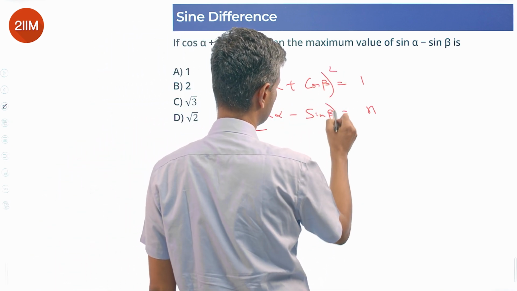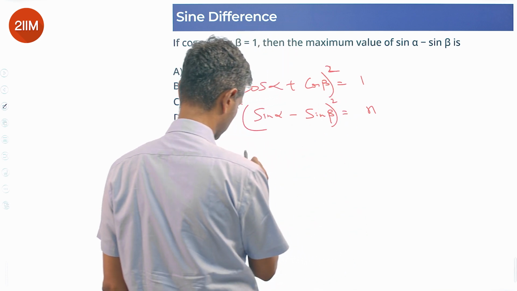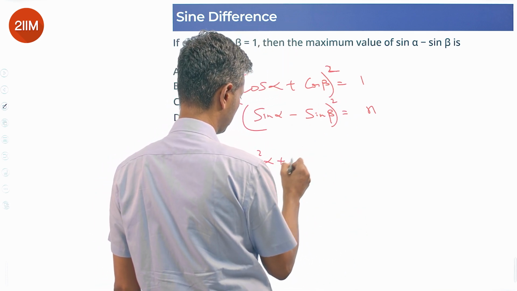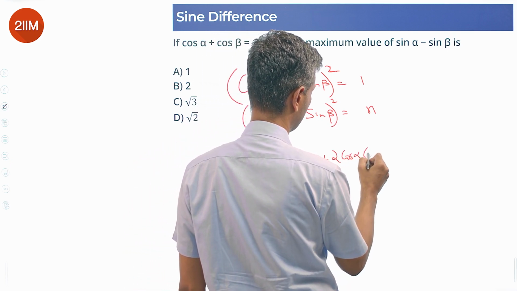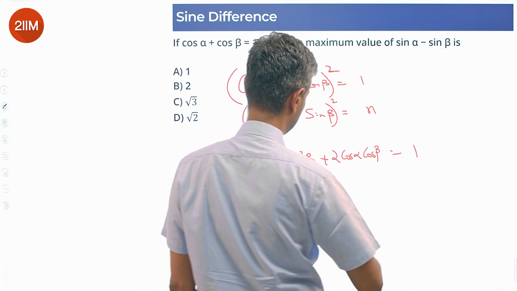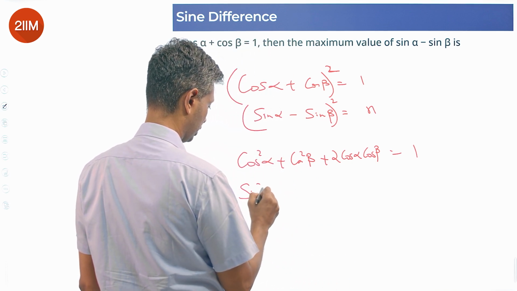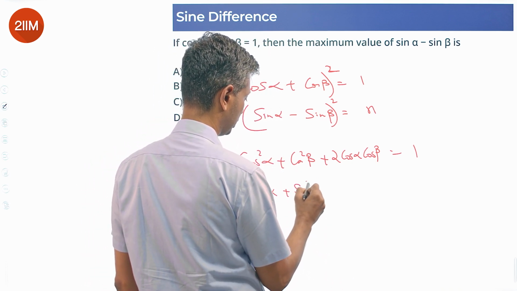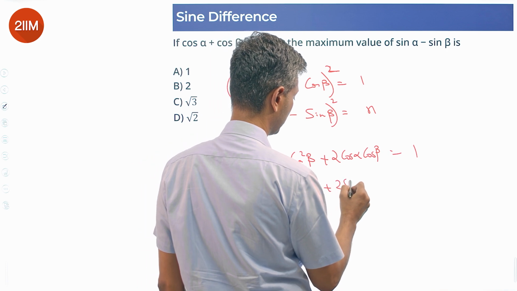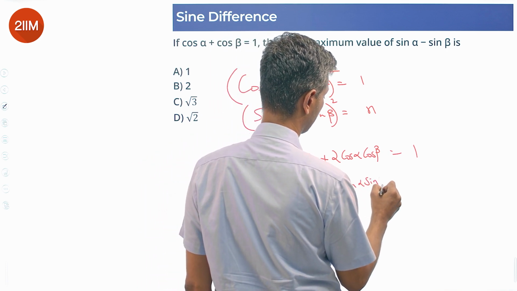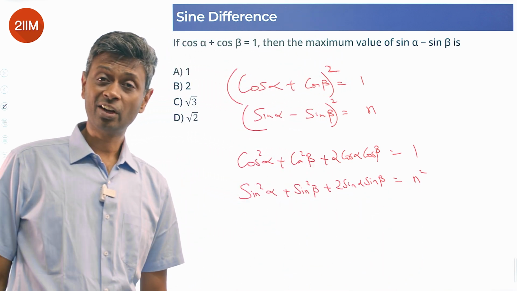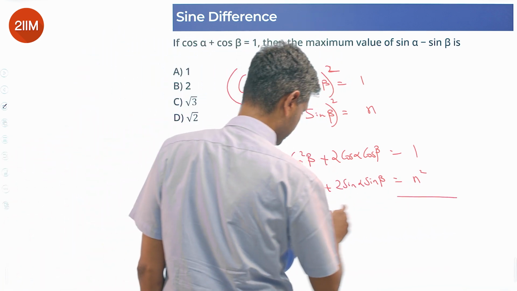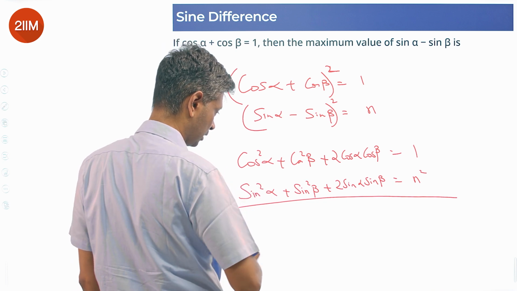So cos square alpha plus cos square beta plus 2 cos alpha cos beta equal to 1. Sin square alpha plus sin square beta plus 2 sin alpha sin beta equal to n square. Very interesting, a lot of fun. So what do? We add these two. Sin square alpha plus cos square alpha, 1.